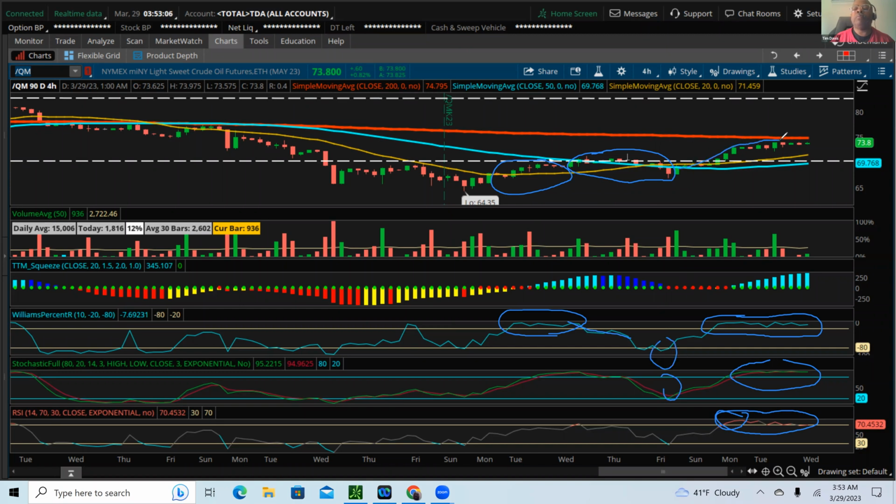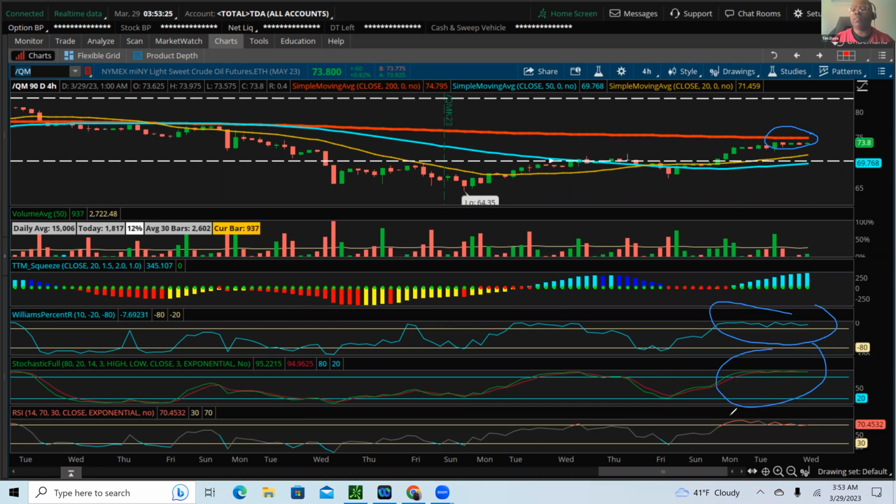Now, that's why I like to look at multiple time frames. And let's see what the daily chart is showing us. So we're right here, currently pressing on the 200-day moving average on the 4-hour chart and overbought. Now, let's see if there's space for continuation on the daily chart.